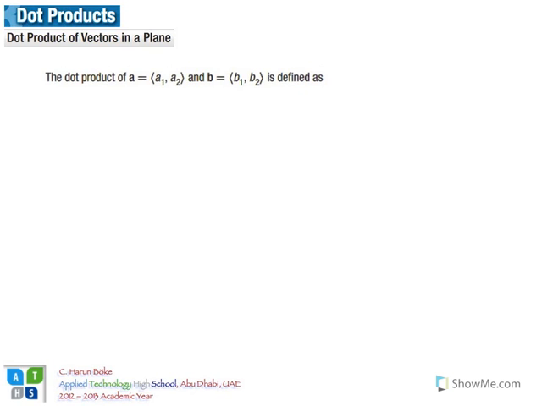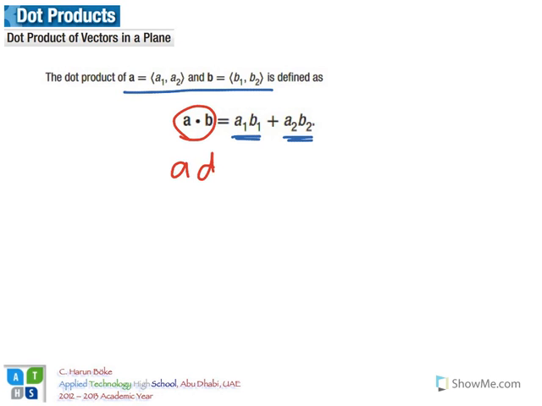The definition is as follows. The dot product of two vectors A and B given like this is defined as the sum of the products of their x coordinates and y coordinates. So please look at the notation. It is A dot B. That's how we read it. And we just multiply the x values first and add them to the product of the y values.